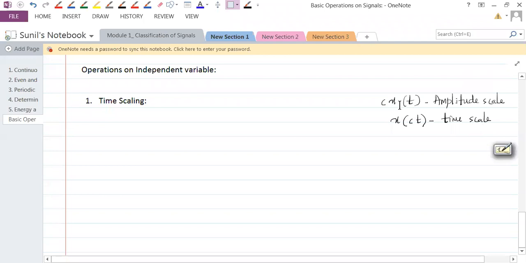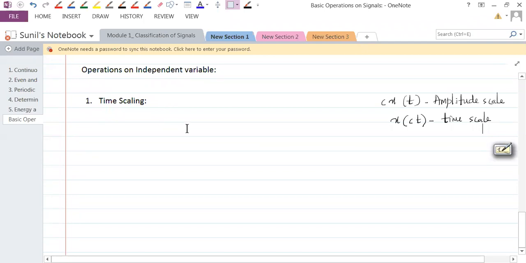That's why we took this in the previous topic. Here we're scaling the time. Independent variable we are scaling. Here we scale the dependent variable, the signal. Here we are scaling the independent variable, time. Okay. So that is what is time scale.